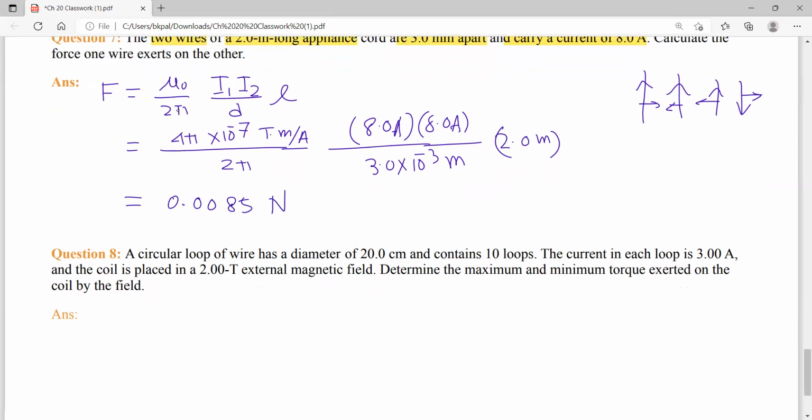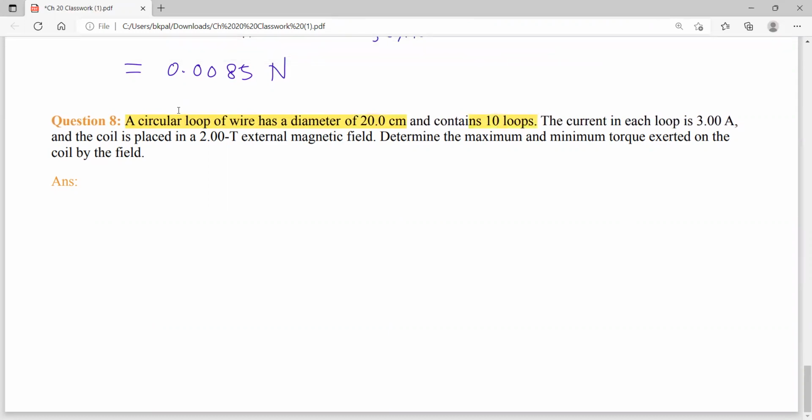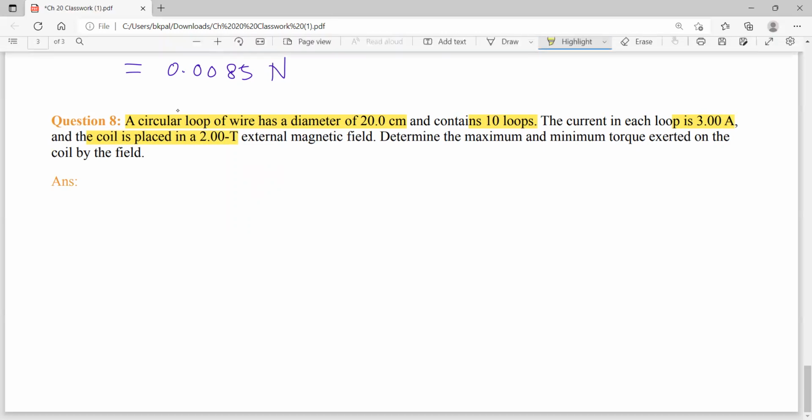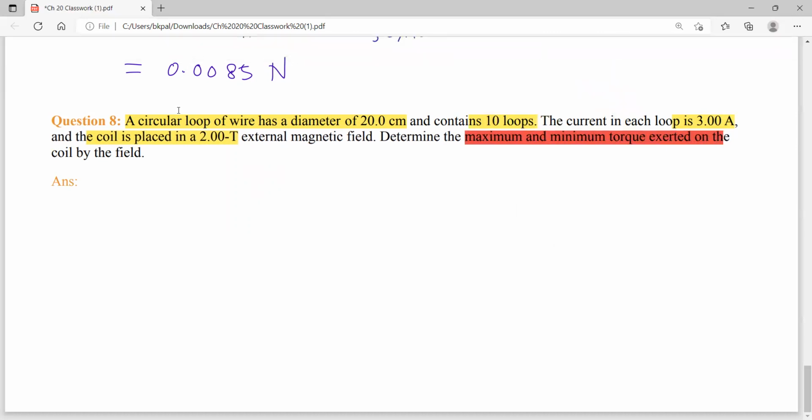All right, so the last one. The last one tells us that we have a circular loop of wire. We are given the circular loop diameter, that is 20 centimeter. The number of loops is 10, and the current in the loop is 3 amp. And the coil is placed in a 2 Tesla external magnetic field. So we have to calculate the maximum and minimum torque.